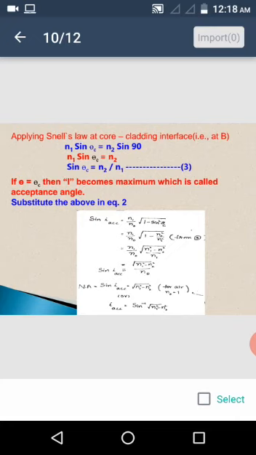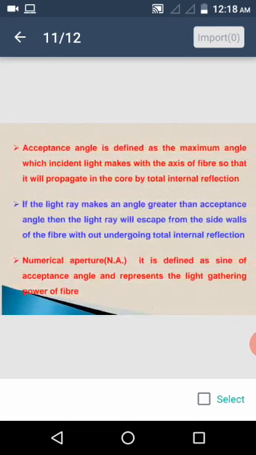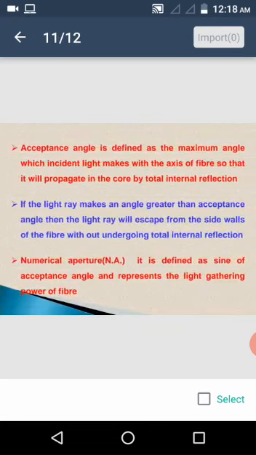Suppose the light ray is entering into the core through air medium, then n0 becomes 1. Therefore, sin i acceptance is equal to the square root of n1 square minus n2 square. This is also known as numerical aperture. Therefore, the acceptance angle is equal to sin inverse of the square root of n1 square minus n2 square, where n1 and n2 are refractive indices of core and cladding.